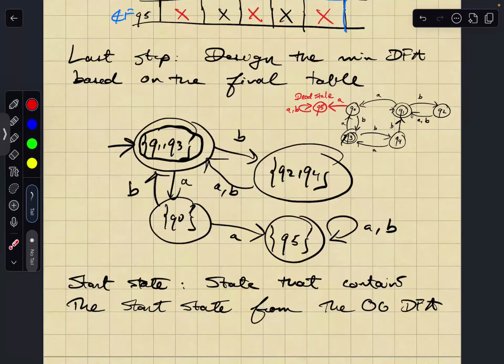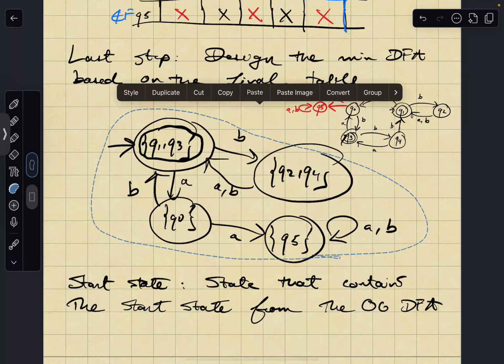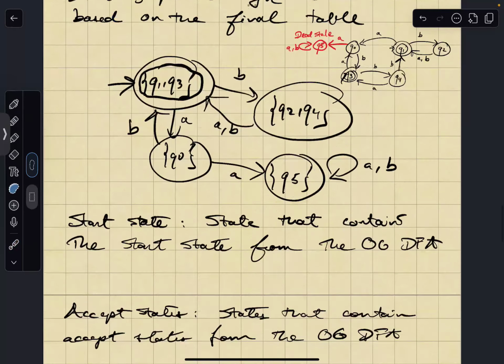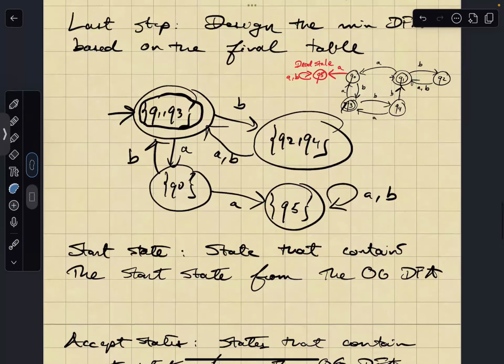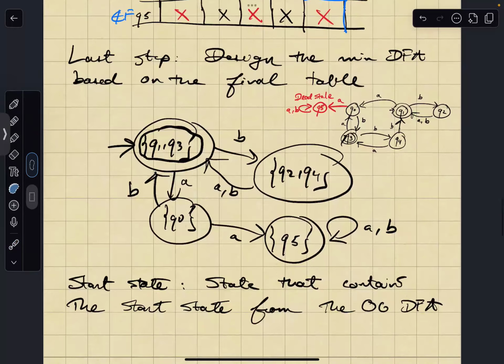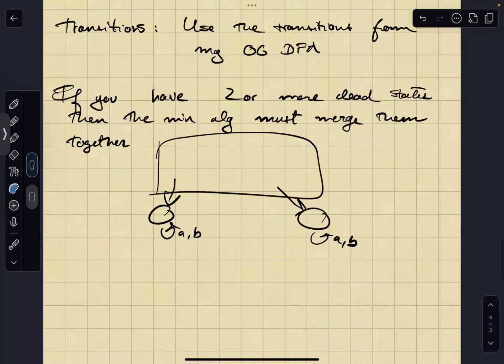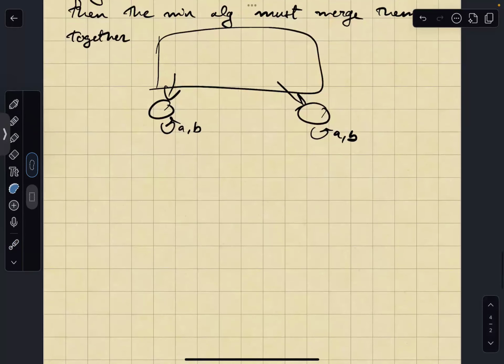Nice. I think we're good. So this was a question about minimization of the DFA, which I believe will be useful in your preparation for the midterm.